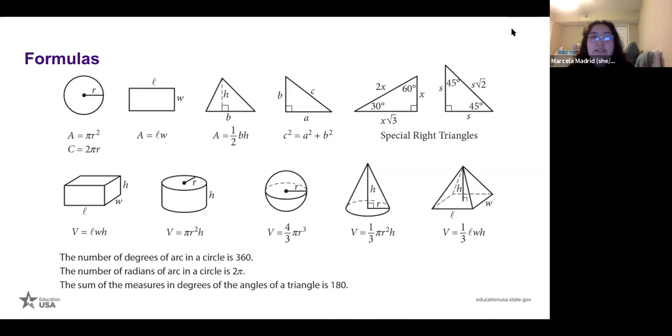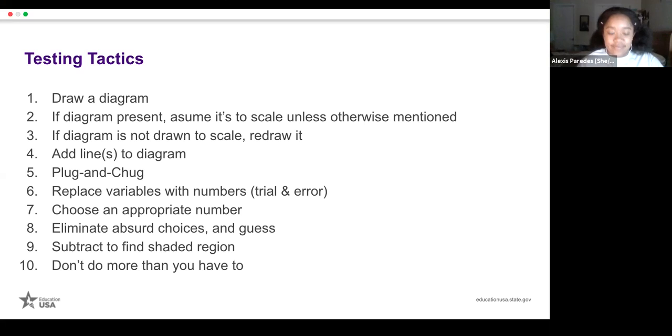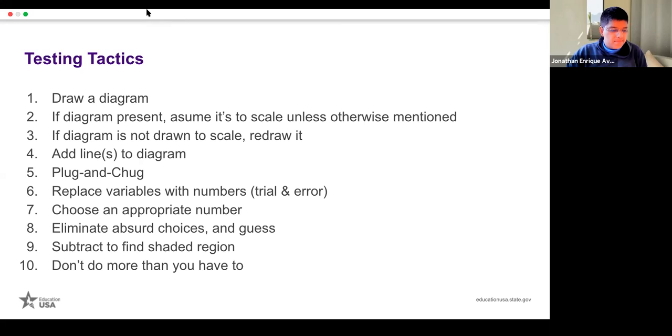Any other questions, either on the formula sheet or maybe on the testing tactics? If not, we will take a 5-minute-ish break. We will come back to our practice problems. All right, see y'all at 2:40.